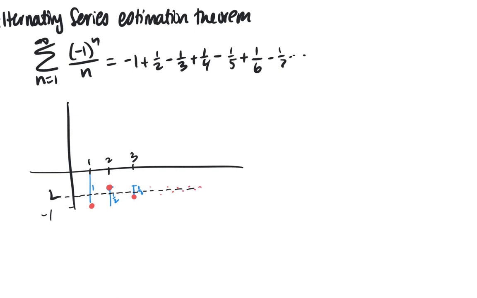So the actual amount of error for this, let's just look at the second one. The actual amount of error is the distance from this red dot to that limit. So this is the actual error.